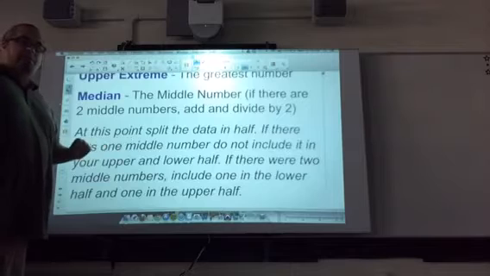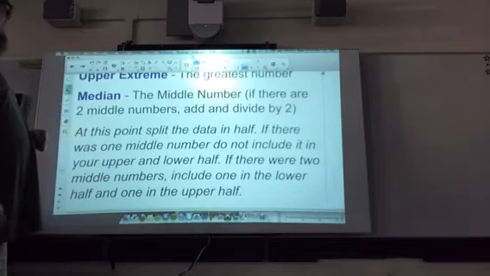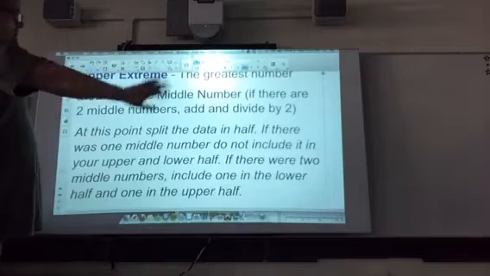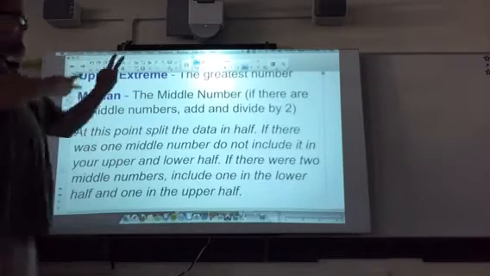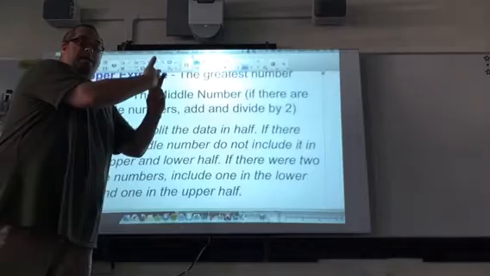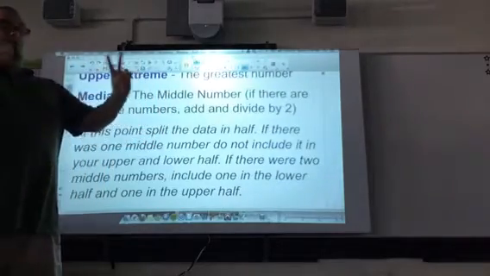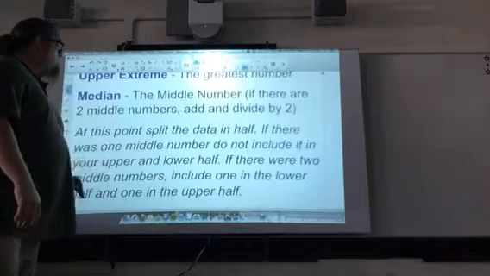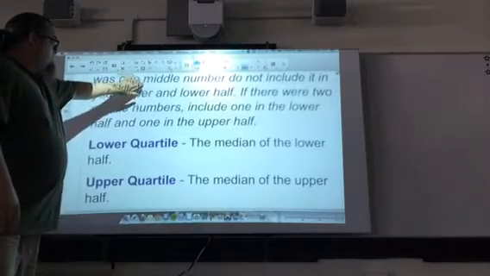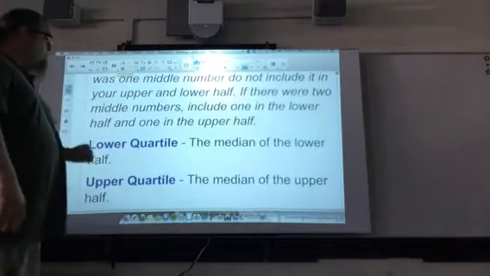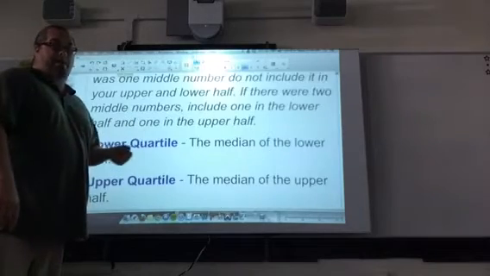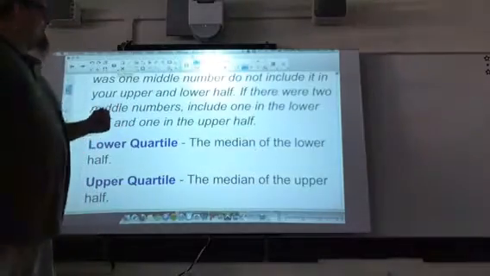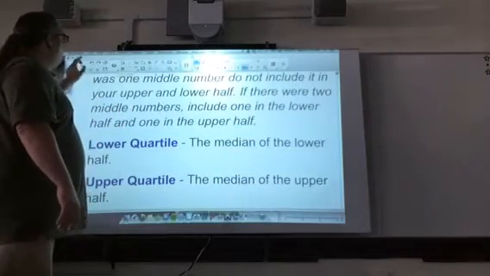Here I just have a little guideline. At this point, split the data in half. If there was 1 middle number, you don't include it in your upper and lower half. If there were 2 middle numbers, you're going to split them. The lower one goes with the lower, the upper goes with the upper. The lower quartile is the median of the lower half. The upper quartile is the median of the upper half. And once again, if there's 2 middle numbers, you have to add and divide by 2.